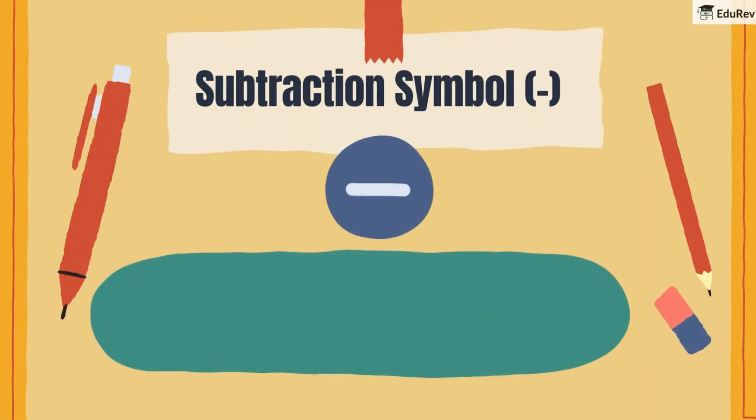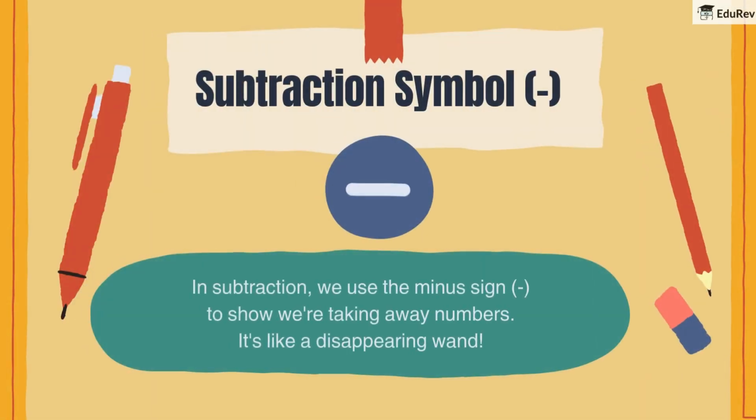Similarly, we have the subtraction symbol. In subtraction, we use the minus sign to show we are taking away numbers. It's like a disappearing wand.